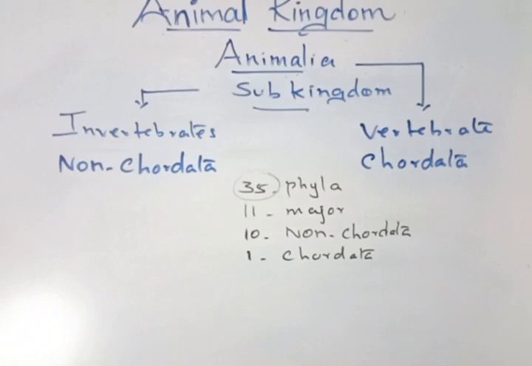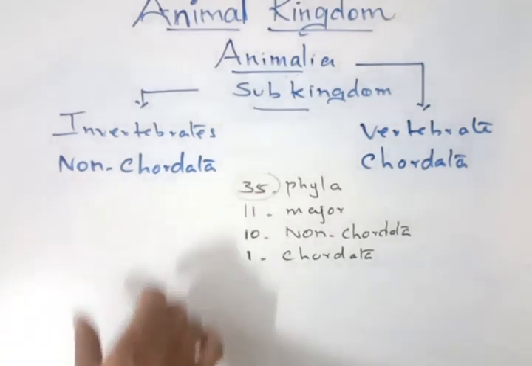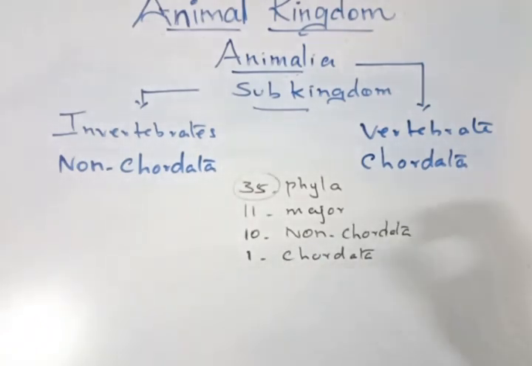Is that clear? Right. So now we are going to study these 10 phyla, their examples, and then we will go for the basis of classification. Is that clear?